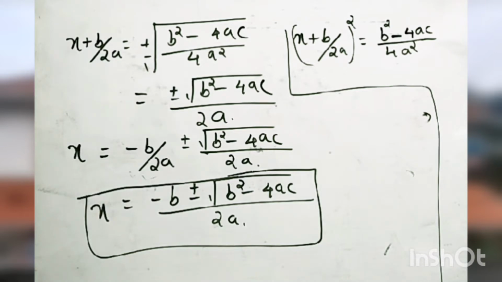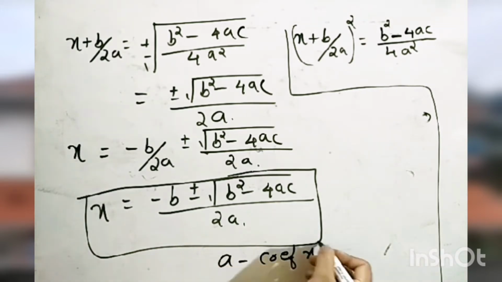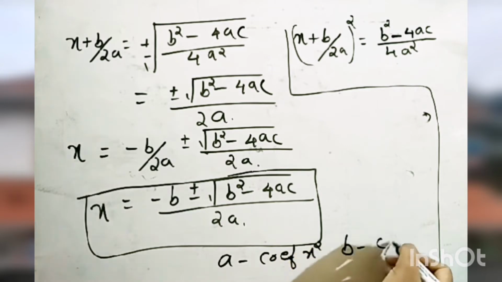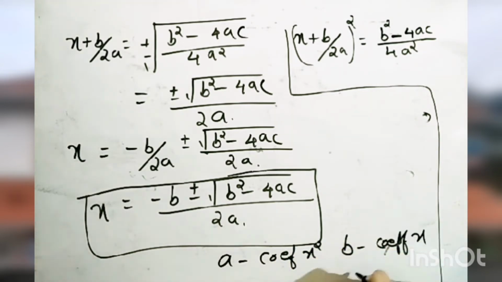x is equal to minus b plus or minus square root of b square minus 4ac divided by 2a, where a is the coefficient of x square, b is the coefficient of x, and c is our constant term. If the quadratic equation is ax square plus bx plus c is equal to 0, then x is equal to minus b plus or minus square root of b square minus 4ac divided by 2a. This is our quadratic formula.